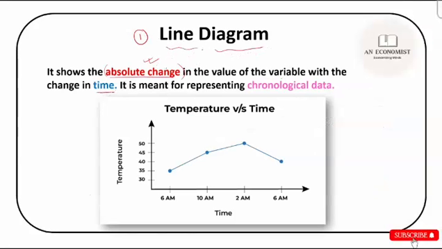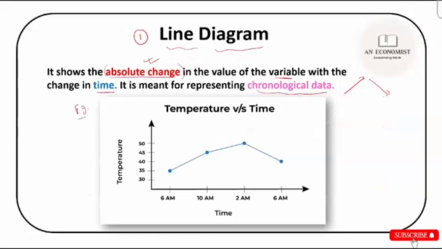So what does a line graph do? It basically shows the relationship between the absolute change of a variable with respect to time, and it is meant for representing chronological data. Chronological data means data which changes either in ascending order or in descending order with respect to time. When data changes either in ascending or descending order, we call it chronological data. Let us see an example here.